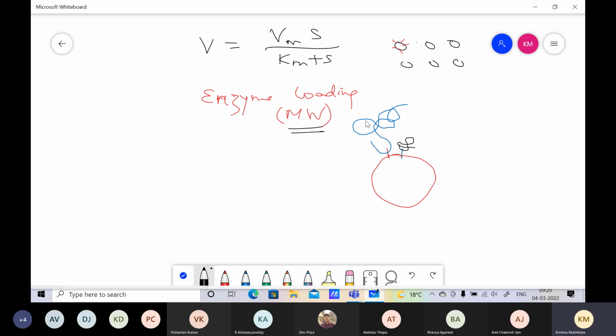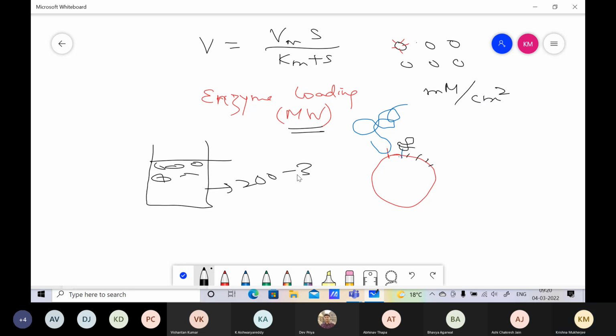So usually therefore people say millimoles. Millimoles is essentially number, remember, by Avogadro number, per centimeter square. And how do you find out the centimeter square? Say you take beads and you collect the beads in a beaker, and these are fine beads. Remember, these are 200 to 300 microns, not more. Sometimes smaller, sometimes 50 to 100 microns. And I hope you know what a micron is. It's a micrometer.